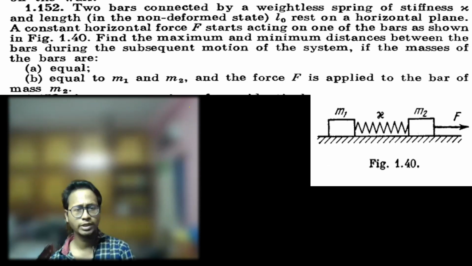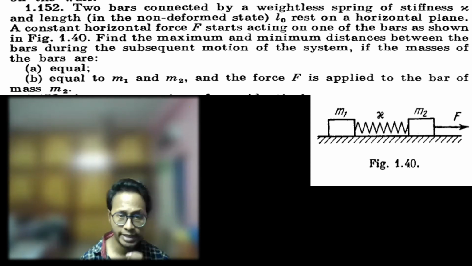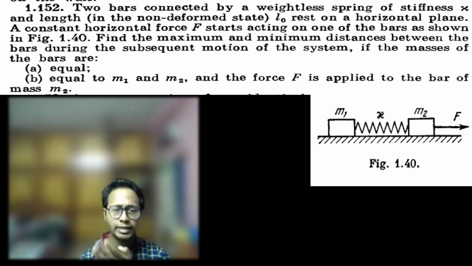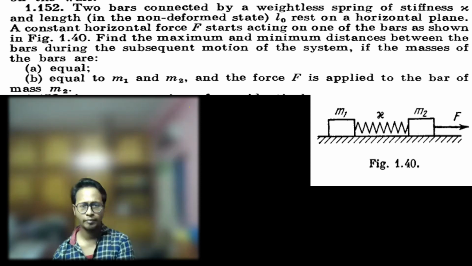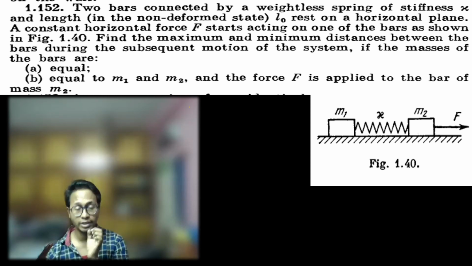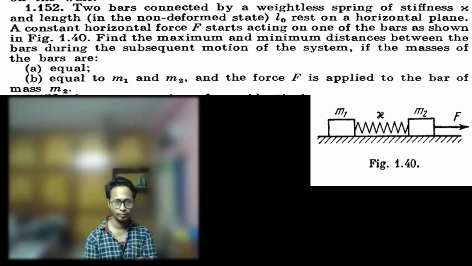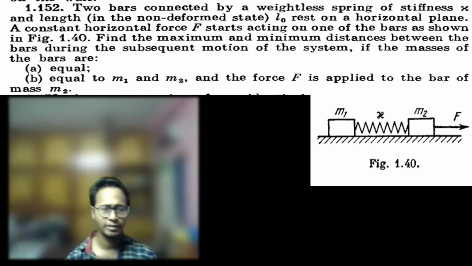To solve this kind of question, you need to remember a general statement. Anytime a body is acting under the influence of a conservative force, at extreme positions, the velocity of the body is equal to 0. Extreme position means the maximum height in gravitational force or in projectile motion, or the maximum elongation of the spring. Any body acting under the influence of conservative forces, at extreme positions, the velocity of the body is equal to 0. So just remember this general statement. Understood?